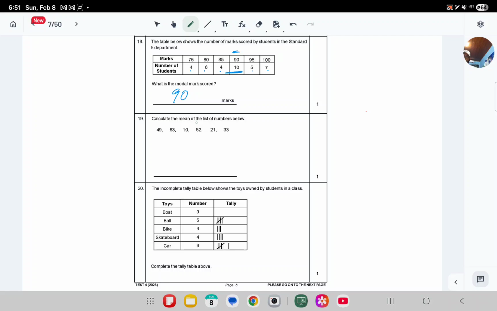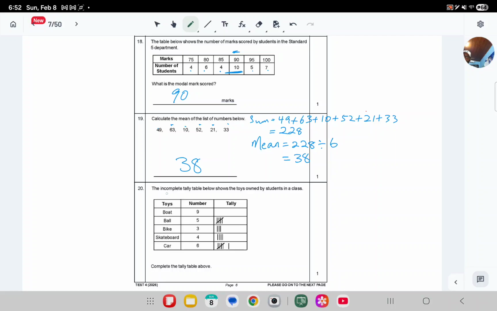Alright, this one asks to calculate the mean of the list of numbers below. To calculate the mean, first we need to calculate the sum of the numbers. We add all the numbers together. So when we add up these numbers together, we will get 228. Now to calculate the mean, we take the sum and divide it by the number of numbers. So the sum was 228 and the number of numbers are 1, 2, 3, 4, 5, 6. Divided by 6, which is equal to 8.